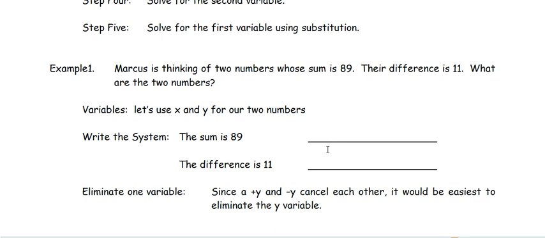Marcus is thinking of two numbers whose sum, that means we're going to add them together, is 89. Their difference is 11. What are the two numbers? So to write this out, we could simply say that x plus y equals 89. It tells us to use x and y. Their difference, so let's say x minus y equals 11.